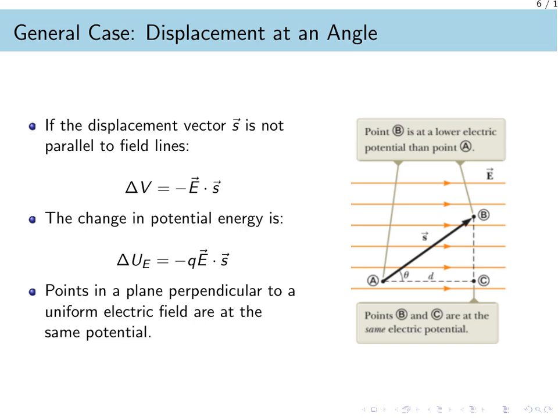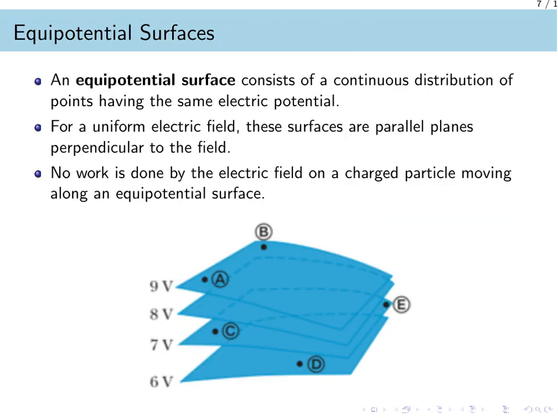Consequently, if we look at point C, which is located directly below point B but horizontal to point A, we find that any displacement perpendicular to the field lines results in a dot product of 0. This means that points B and C, which lie on a plane perpendicular to the field, are at the exact same electric potential. This leads us to the concept of equipotential surfaces.